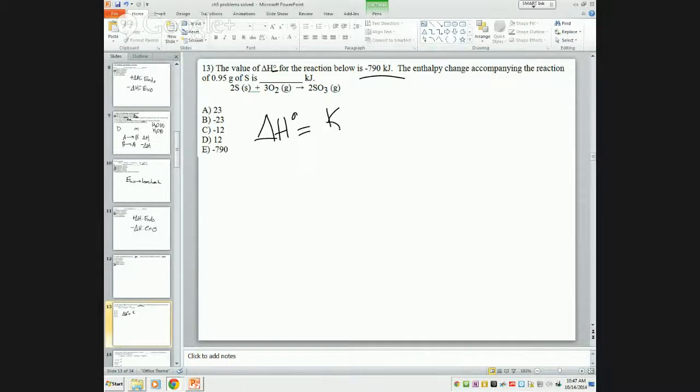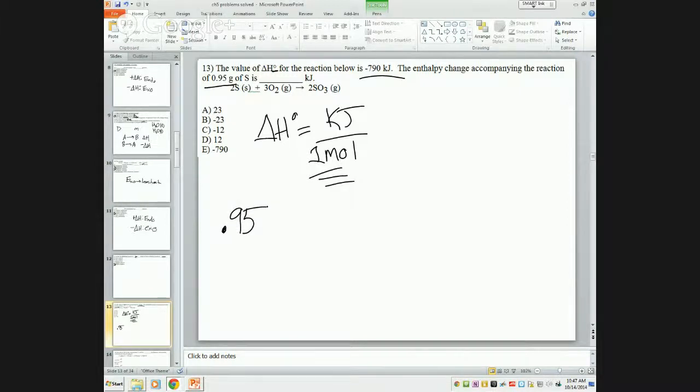The units on that are usually kilojoules per mole. So we're talking about if we had 1 mole of that, that's how many kilojoules you would get. But we don't have 1 mole of that, we have 0.95 grams of it. So this is what we're gonna do. All right, we gotta convert grams to moles.